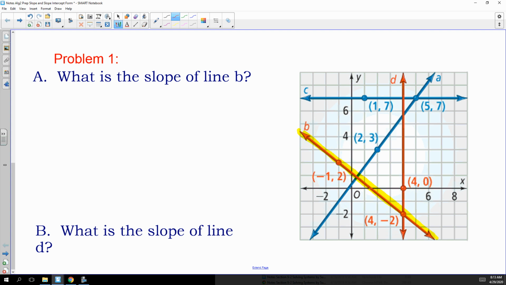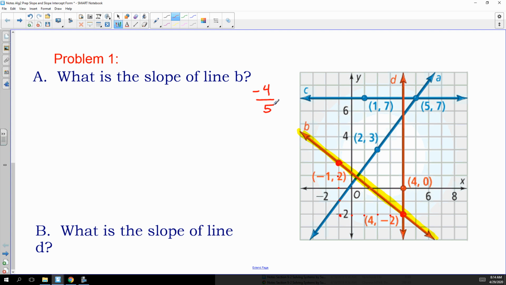So let's take a look at it just by counting. From this point, -1, +2, we would go down 1, 2, 3, 4, and over to the right, we would go 1, 2, 3, 4, 5. So since we went down 4, we would say that's -4, and then we went to the right 5 in the positive direction, so 5. So our slope is -4 over 5 if we count by the graph.